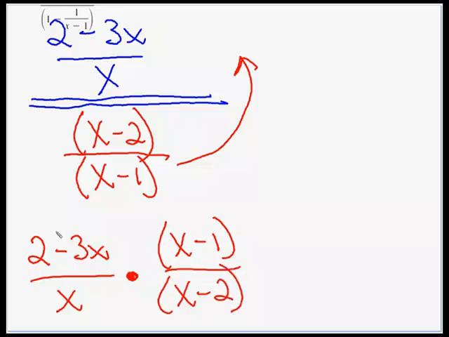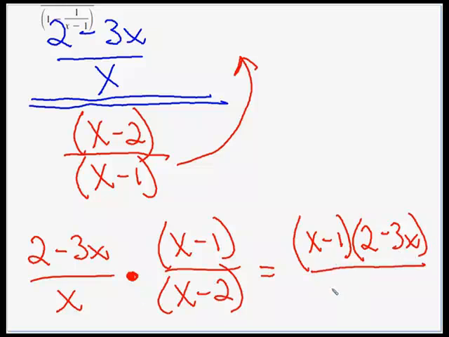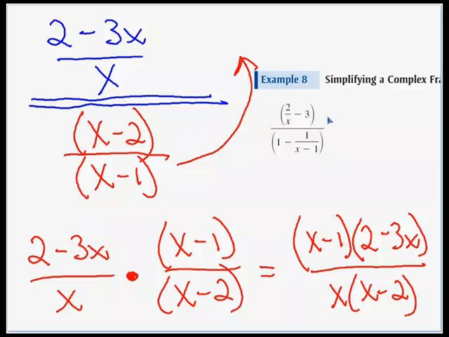And let's see, on the diagonal, nothing's going to cancel. Nothing cancels above and below. So it looks like we're just going to multiply straight across. We're going to have x minus 1 times the quantity 2 minus 3x divided by x times the quantity x minus 2. And there's our final answer. You know, complex fractions, or fractions within fractions. We turned all this mess into this. It doesn't look a whole lot prettier, but we don't have a complex fraction anymore.